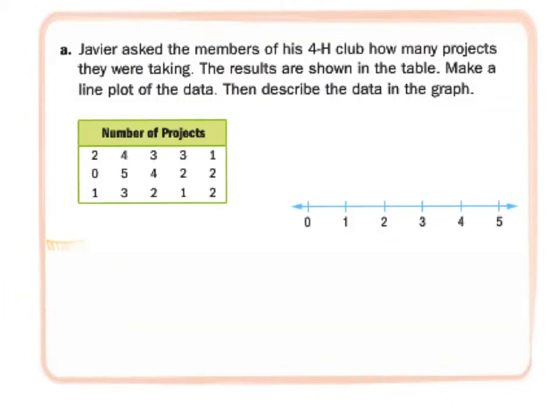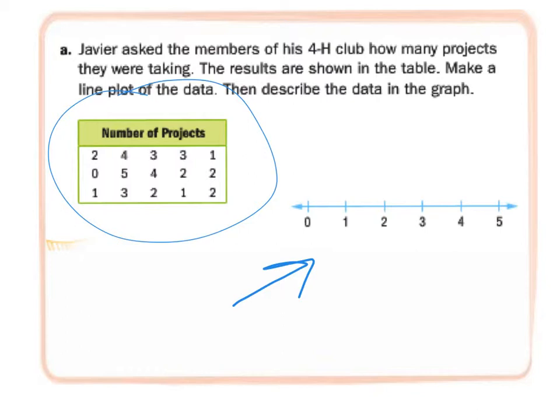Javier asked the members of his 4-H club how many projects they were taking. The results are shown in the table. Make a line plot of the data, then describe the data in the graph. Okay, so I have my table over here. And then I'm going to create a line plot. And the nice thing is that they've already made that number line for us, so we can easily just plot the X's onto the number line.